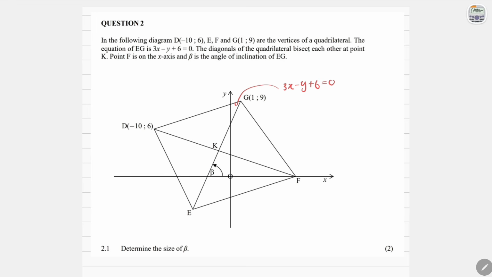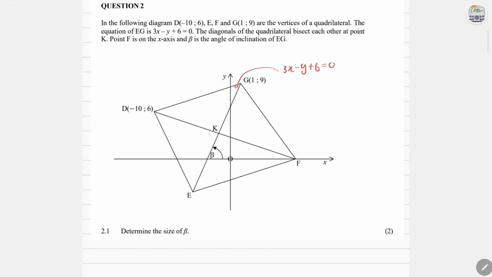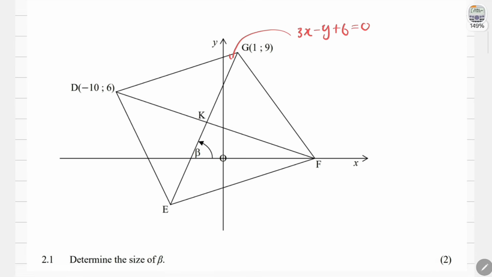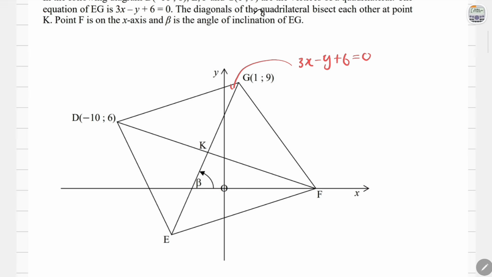The diagonals of the quadrilateral bisect each other at a point K, as we can see. And then they tell us that the point F is on the x-axis and beta is the angle of inclination of EG. The first question is to determine the size of beta. To find the angle of inclination of a line, you need the gradient of that line.